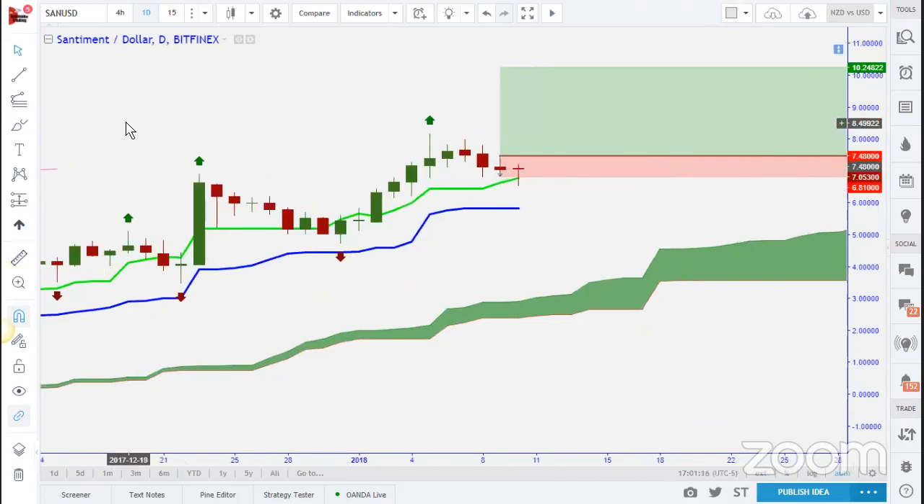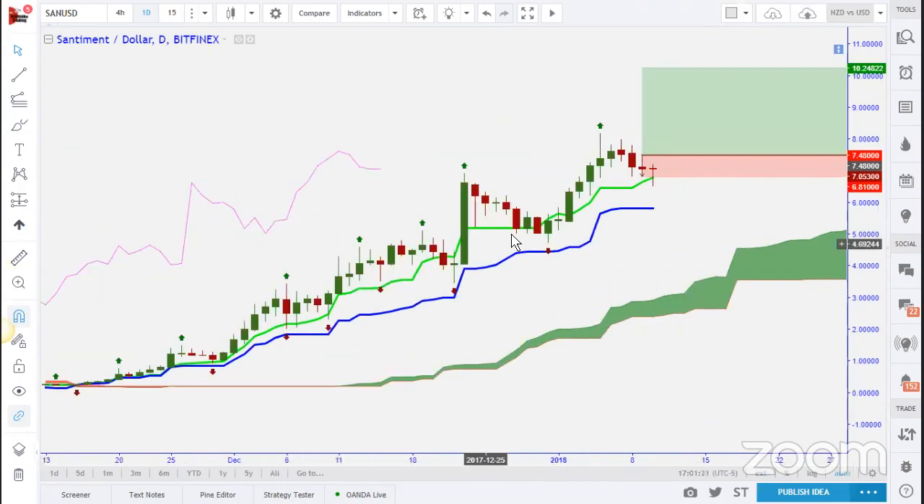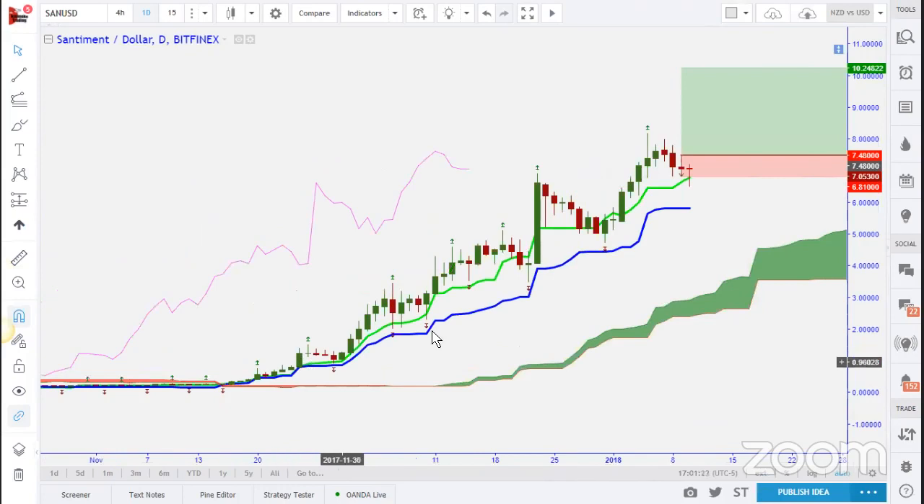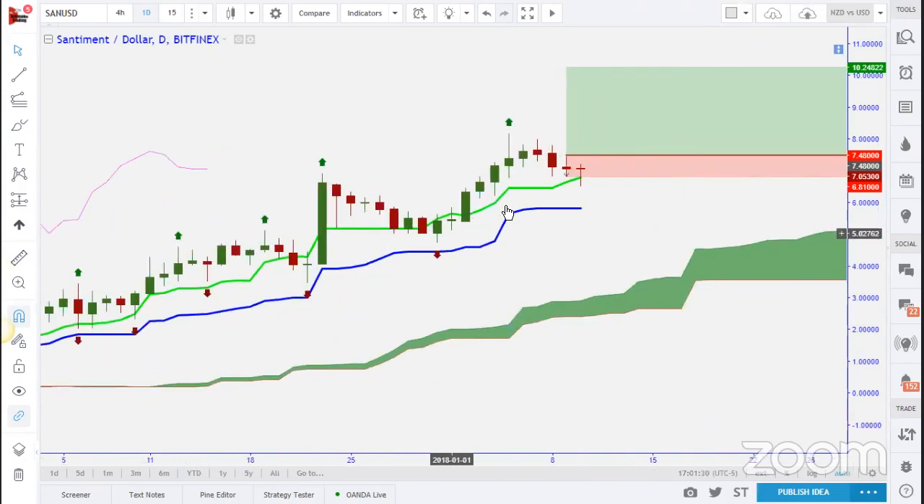All right. So this is the sentiment dollar, and what we're looking at on this daily time frame is the market staying. First of all, guys, look at the Tenkan-sen and Kijun-sen level. The market likes to follow that level. So as we follow that level, we get trading opportunities.